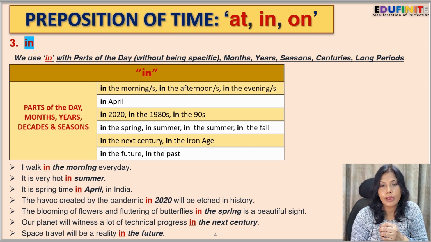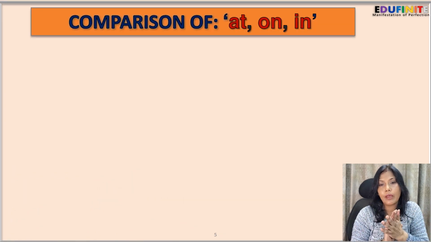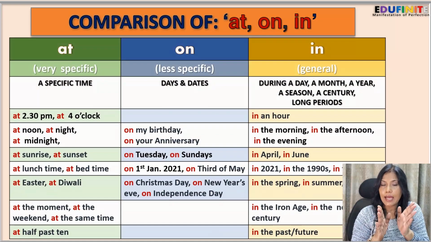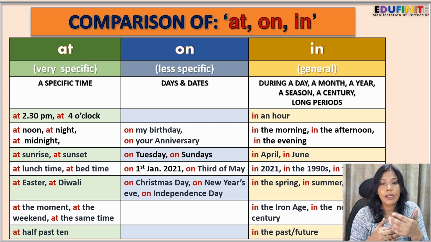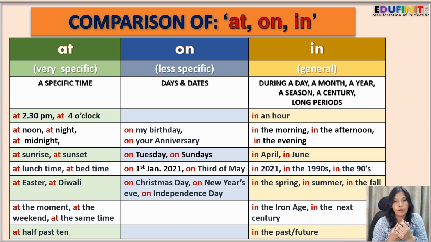So now, let's do a bit of comparison with the prepositions of time at, on, and in. So what is at? At is very specific, on is less specific, and in is very general. So at pinpoints a specific time, on is for dates and days, and in is particularly for during a day, a month, a year, a season, a century, or long periods. Okay, now let's look at them.